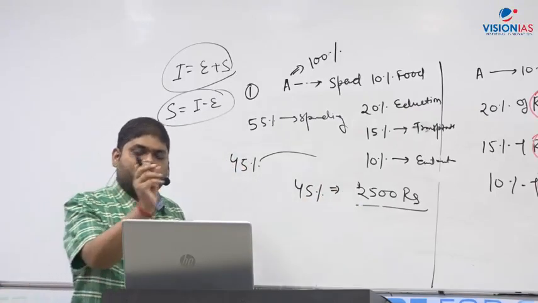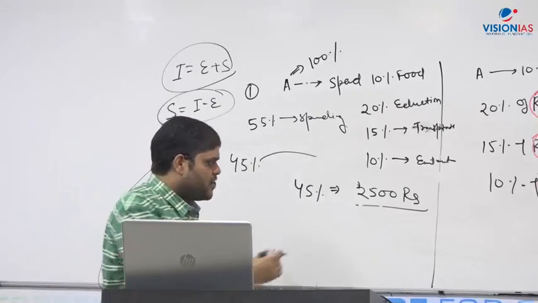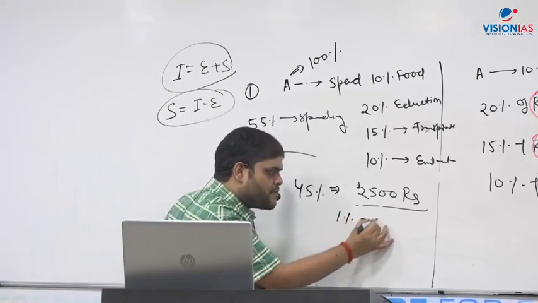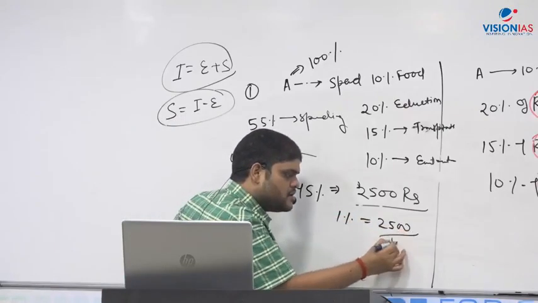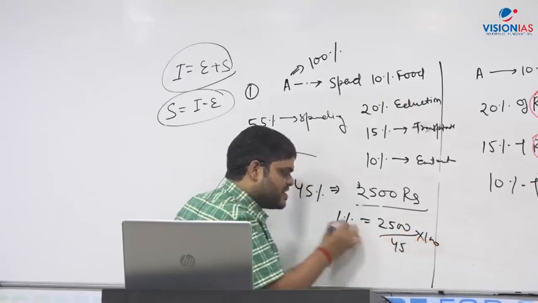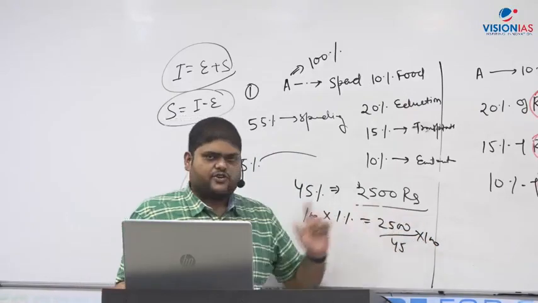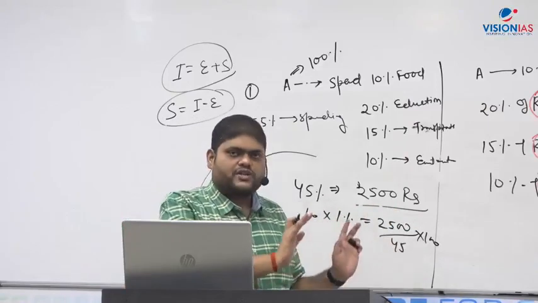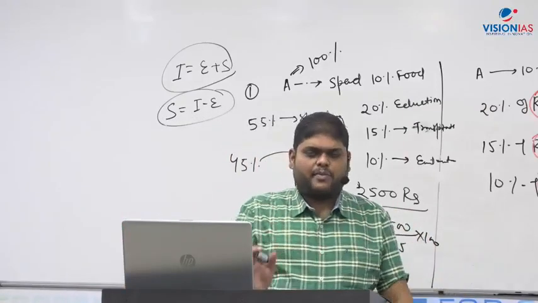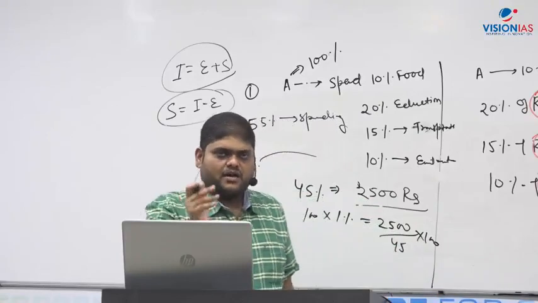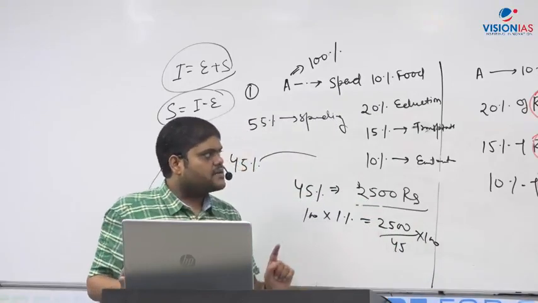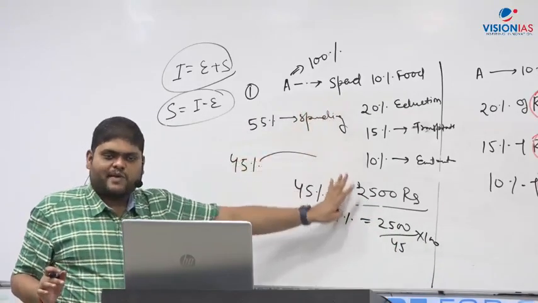Now can we find out the total income? Yes, we can. From here we can find out the 1%, and then multiply by 100 to get the 100%. You can solve this and you will get your answer. My aim is not to tell you the answer because it can be calculative, it can be in decimal. No issue with that. Are you getting my point or not?